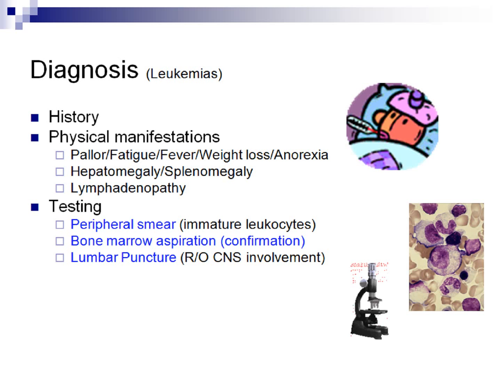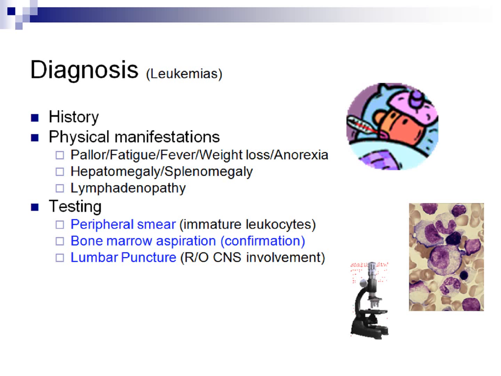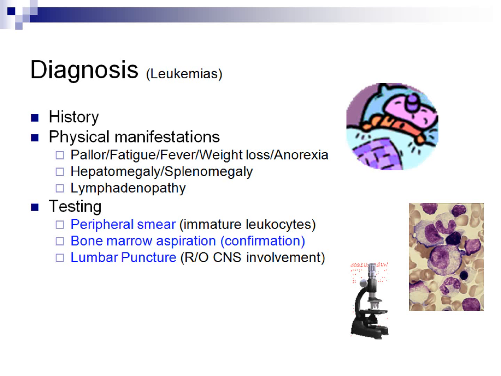So the first thing we normally do is just a CBC, and in addition to that, we need to do a peripheral smear. And that peripheral smear will actually look for those immature leukocytes that we talked about earlier. The confirmatory diagnosis is actually bone marrow aspiration. So in children, we have to take them to interventional radiology or take them to the PICU to sedate them so that we can do a bone marrow aspiration to confirm the diagnosis. In addition, these children also get a lumbar puncture. They just want to make sure that there aren't any cells in the CSF. So they want to rule out CNS involvement by doing a spinal tap.